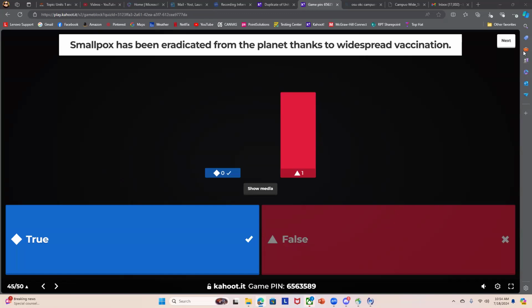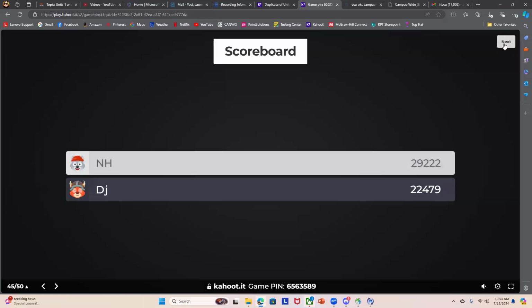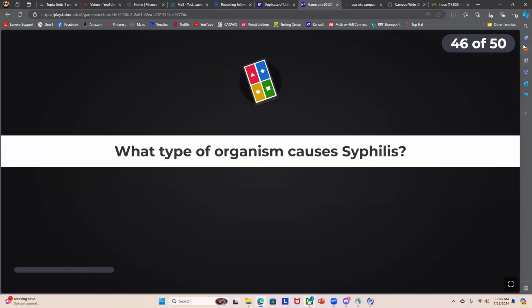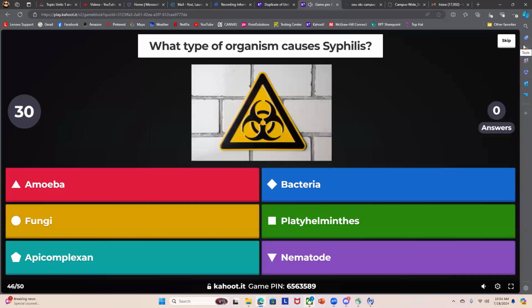But yeah, so smallpox, very serious disease, actually extremely deadly, very disfiguring. And it has been eradicated thanks to vaccination from Edward Jenner being a weirdo with his kid. And now we don't even vaccinate for it anymore. All right, so what organism causes syphilis?